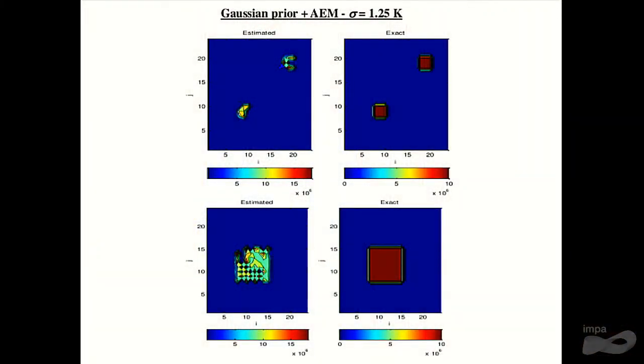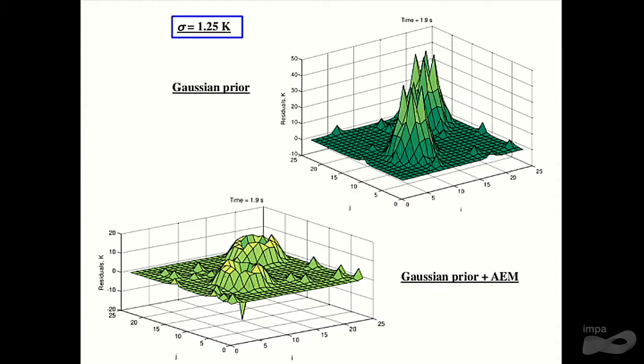And this is for a larger error. We still get something nice, although we have some oscillations here because of the ill-posed character of the problem. And this is the figure that I wanted to show you.